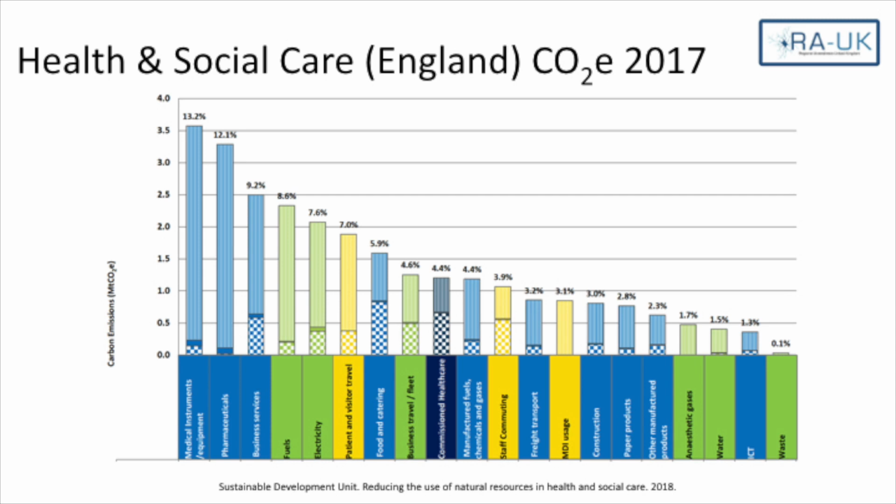This graph from 2018, the Sustainable Development Unit, looks at carbon emissions. And here on the right-hand side, we can see that anaesthetic gases contribute about 1.7% of our emissions, not only from the NHS, but also from social care. And this is roughly the same as the staff commuting of all 1.3 million NHS staff. We can see here that patient and visitor travel to hospital has massive carbon costs. And unsurprisingly, the supply chain of our equipment and pharmaceuticals are the largest contributors.